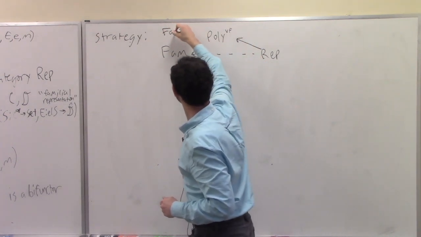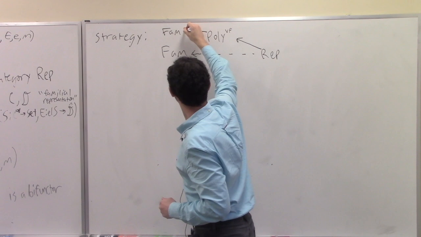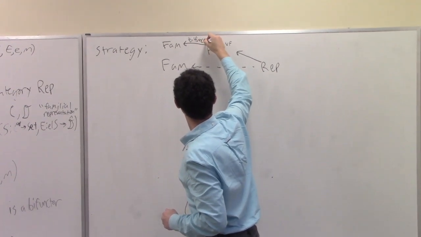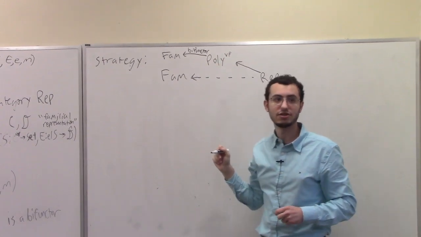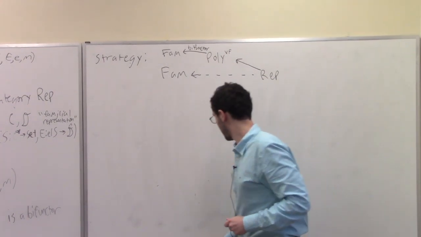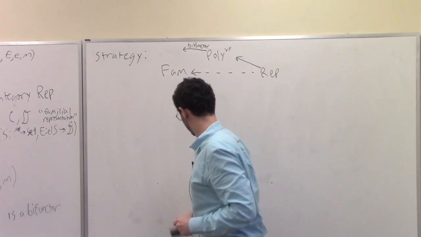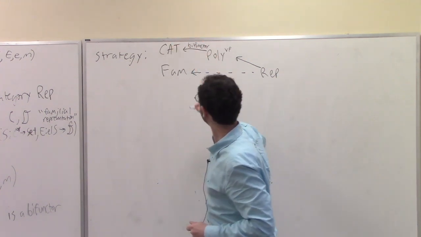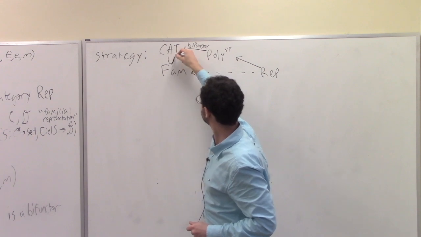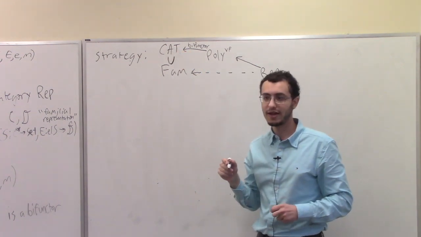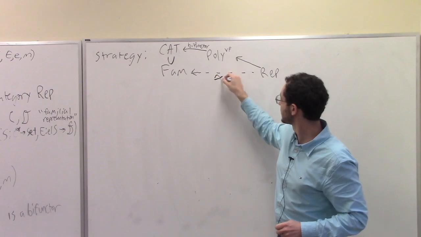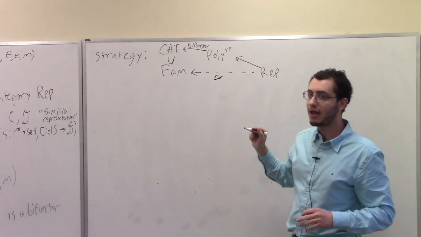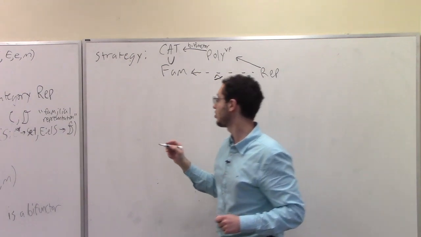And this is much easier to show, that we have a bifunctor into categories and functors. And this composite is actually going to factor through fam and be an equivalence. So I'll just tell you a little bit about how we compare these things with polynomials.